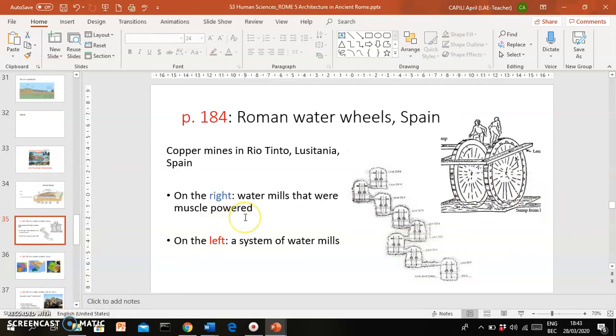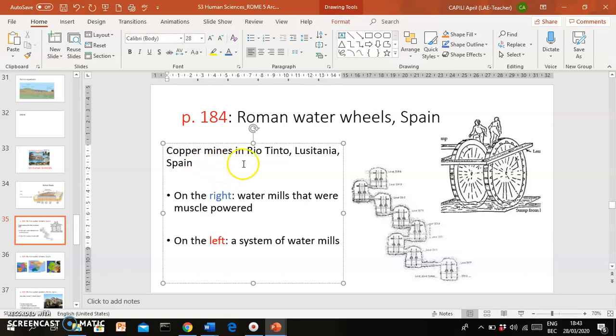moving on. Let me just show you this. These are wheels that were discovered in Spain, the Roman water wheels. We believe that there were copper mines in Rio Tinto in Spain, and here you can see that it's man-powered. So people actually stepped on them so that they would move.